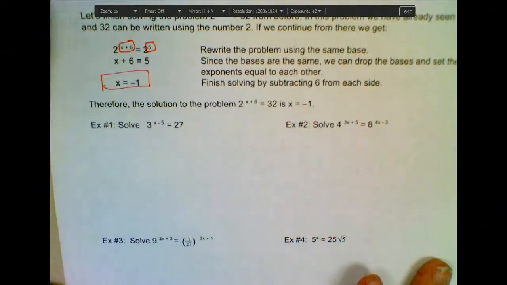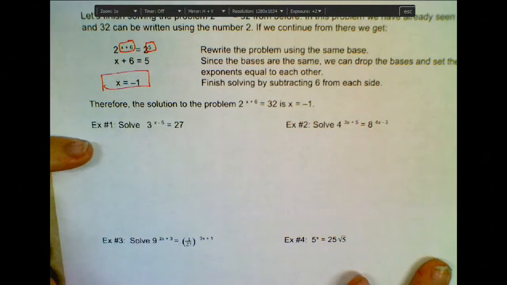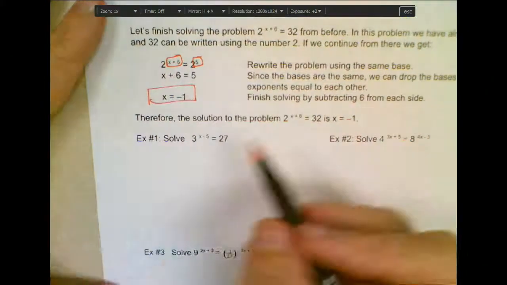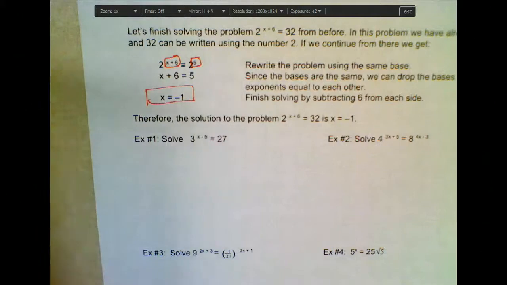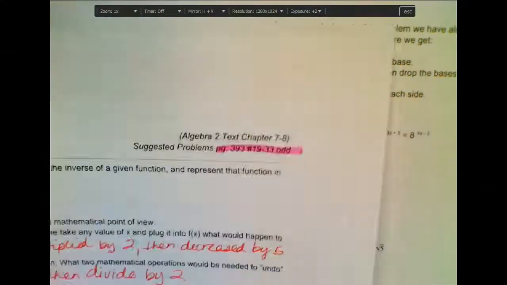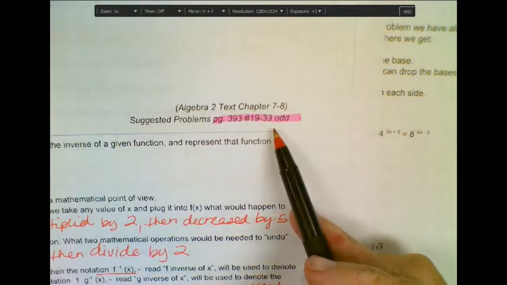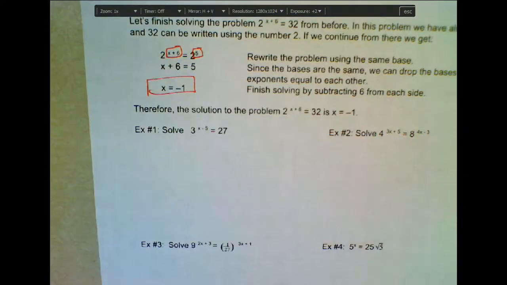Okay, let's do example 1 and 2 together. I'll actually work through all these problems together. You have problems, again, on the top of each of your note packets of work that you need to do on your own. Okay?